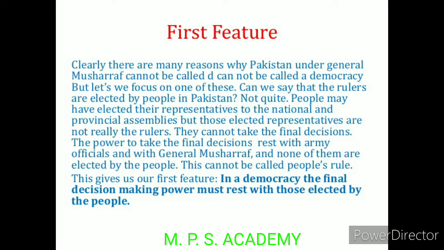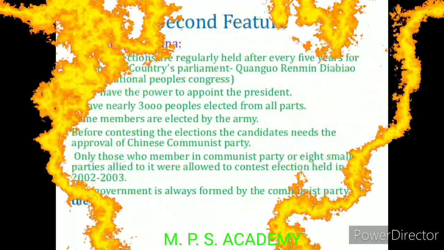मुशर्रफ के पास थी. They cannot take the final decision. The power to take the final decision rests with the army officials and with General Musharraf, and none of them are elected by the people. So this cannot be called people's rule. So this gives us our first feature. In a democracy, the final decision making power must rest with those elected by the people. जनता ने जिसे चुना वही निर्णय लेगा, दूसरा कोई नहीं.